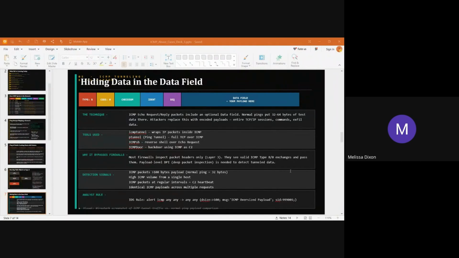So most firewalls are header-only inspectors at the perimeter. So they see type 8, they pass it. They never look inside the data field. Only NGFW with DPI, which is the next generation firewall with deep packet inspection or anomaly-based SIEM rules, will catch this.